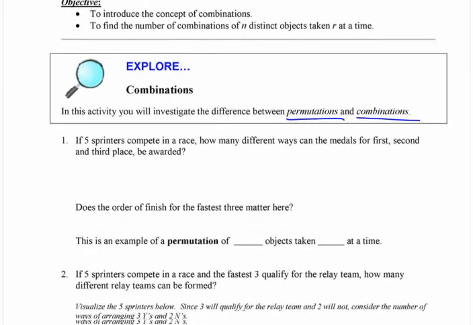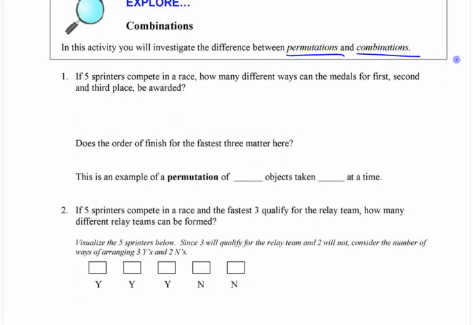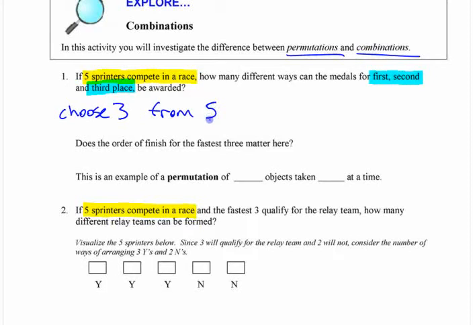As an illustration, there's a situation here about people in a race. Here you have 5 sprinters that are competing in a race, so you have 5 objects, if you will. And you also have 5 objects down here, the same 5 sprinters. In the first part it says, how many ways can medals for first, second, and third place be awarded to those 5 people? So you need to choose 3 from 5, right? Do you care about the order? Does the order matter here?